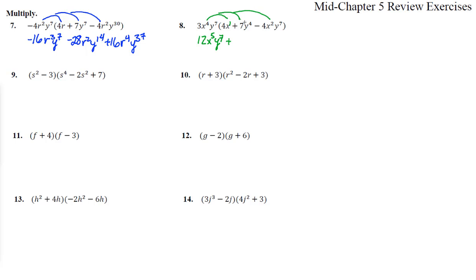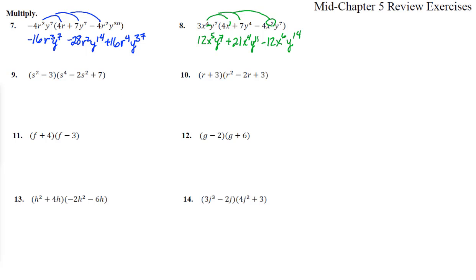Plus, going to the second term, we have 21 x to the 4th. There are no other x's there, but now we have a y to the 11th. Notice these are not the same like terms, but when they multiply, it's just this times that times that, and then we simplify what we can with multiplication. Multiplying into the third term is now minus 12 x to the 6th, that's the 4 plus the 2, and then y to the 7th times y to the 7th, that is y to the 14th.